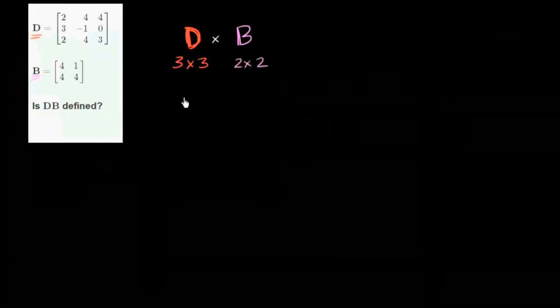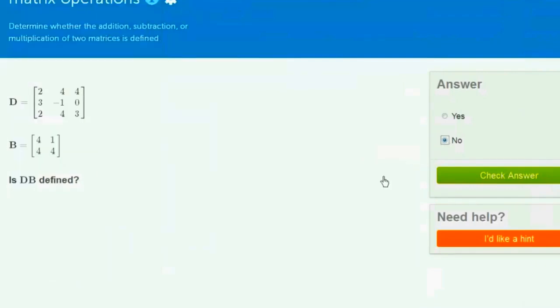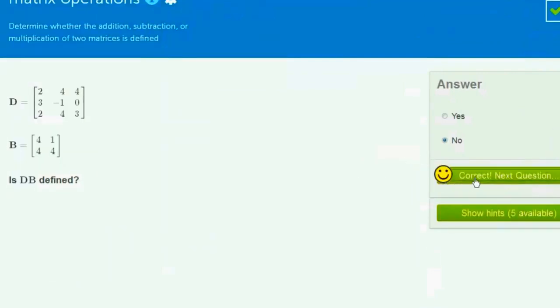The only way that we know to define matrix multiplication is if these middle two numbers are the same. If the number of columns D has is equal to the number of rows B has. Now in this case, they clearly do not equal each other, so matrix multiplication is not defined here. So let's go back there and say no. No, DB is not defined. Let's do a few more of these examples.